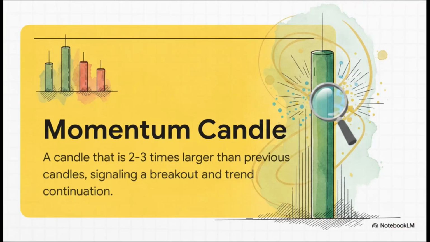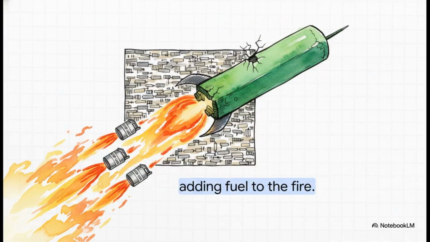This one is super easy to spot. It's the momentum candle. All it is, is a candle that is dramatically 2 to 3 times larger than the candles that came before it. Its sheer size just screams a sudden burst of conviction in one direction. And this pattern is most powerful when it shows up after the market's been going sideways for a while, just kind of choppy and boring.